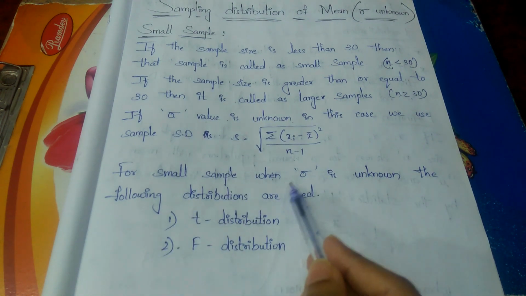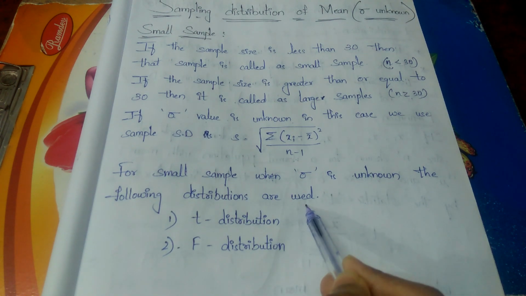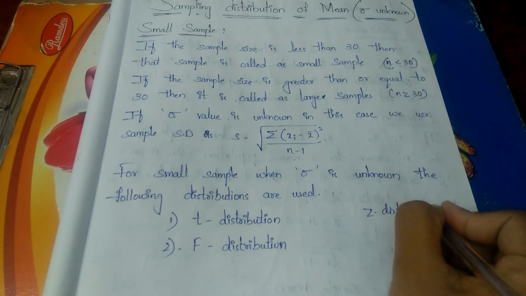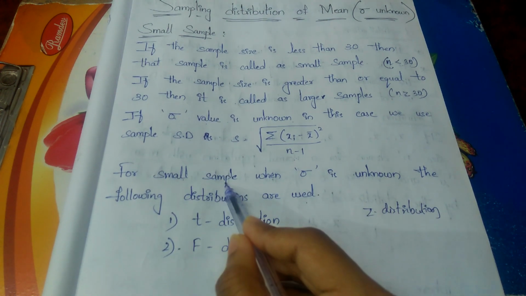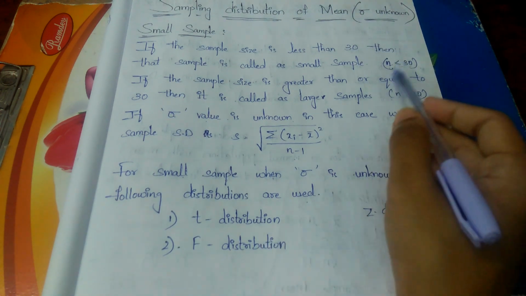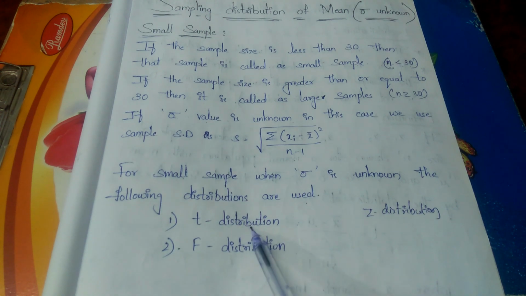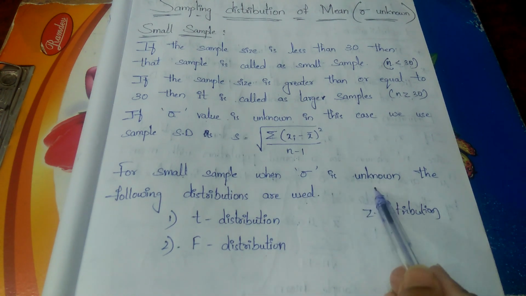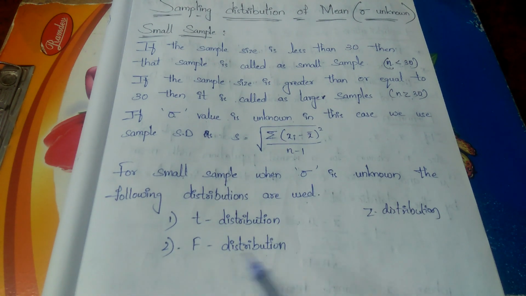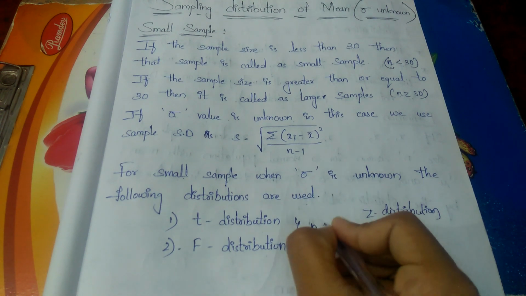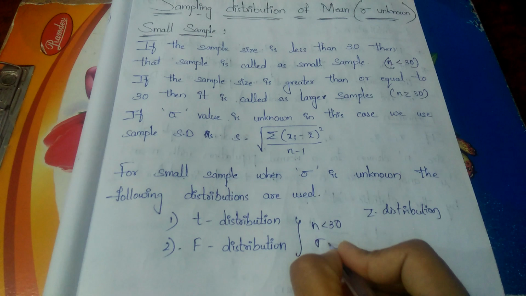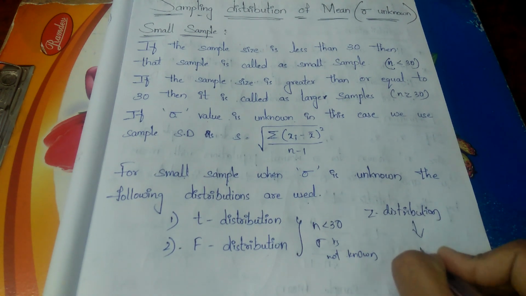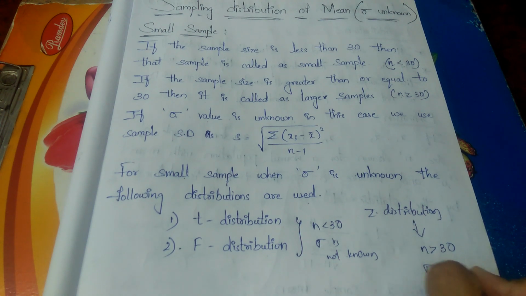For a small sample, when sigma is unknown, the following distributions are used. We have the t distribution, f distribution, and we also have the z distribution. Here the small sample is nothing but n less than 30. So when n is less than 30, we will have only these two distributions, that is the t distribution and f distribution. And in this case sigma is unknown, nothing but the population standard deviation is not known. So in that case we will use the t distribution and the f distribution. So the case is n less than 30 and sigma, the population standard deviation, is not known, or unknown. But in the z distribution the n value will be greater than 30, and here sigma is known.